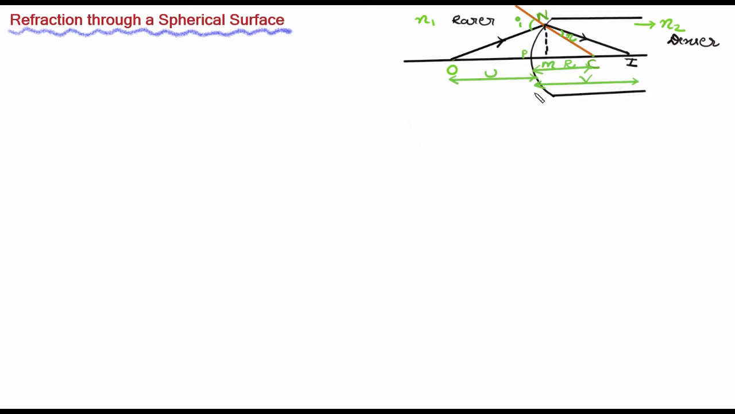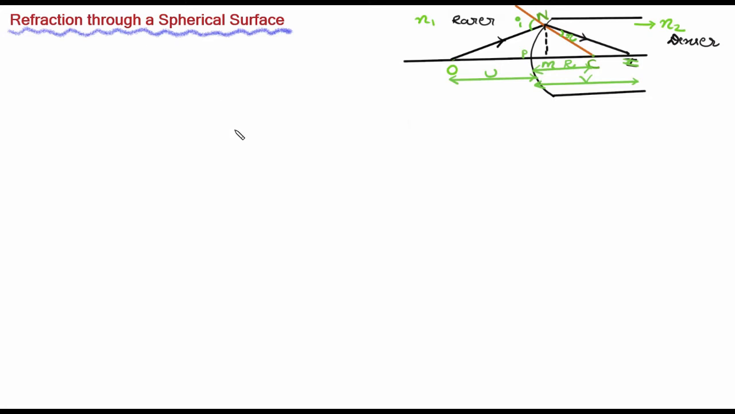Okay, so this is our ray diagram. As you can see, the object is placed in a rarer medium of refractive index n1, and the image is formed. The image is represented by I, and the image is formed in a denser medium of refractive index n2. Okay, u represents object distance, v represents image distance, and r is the radius of curvature. i is the angle of incidence and r is the angle of refraction.